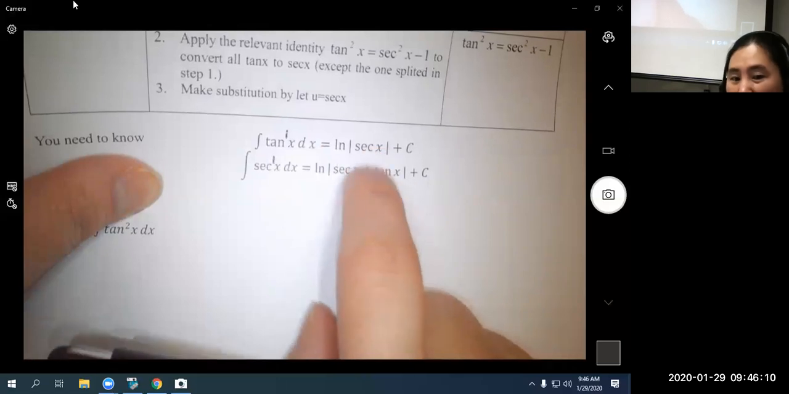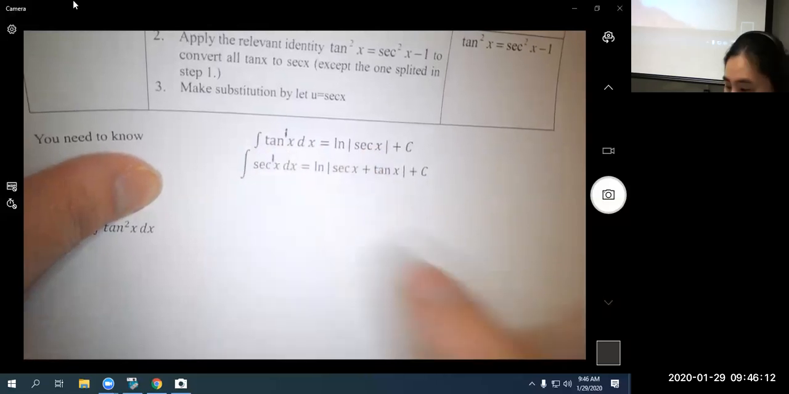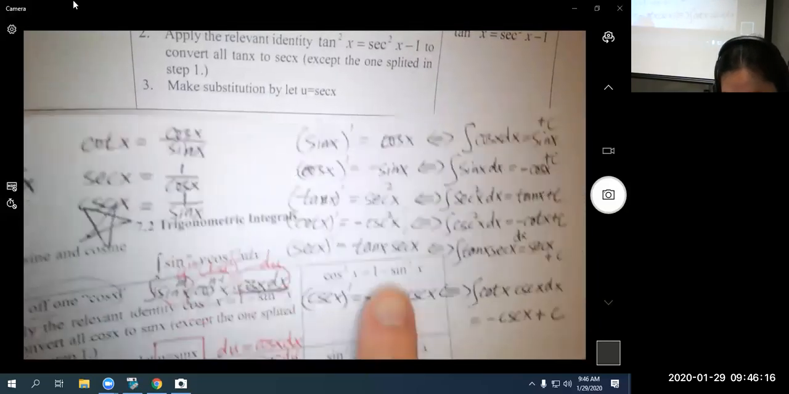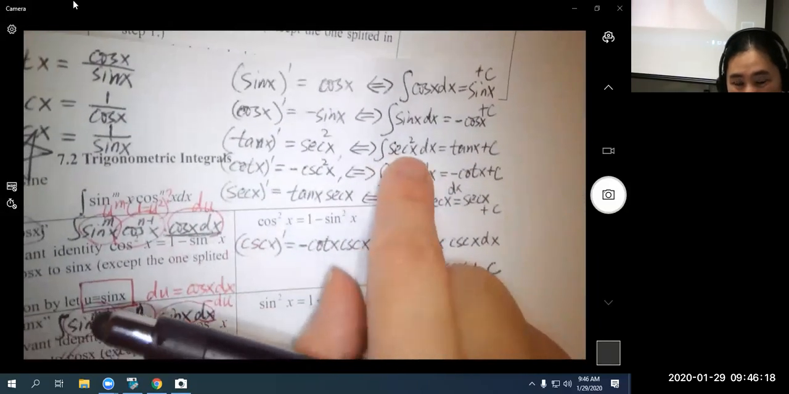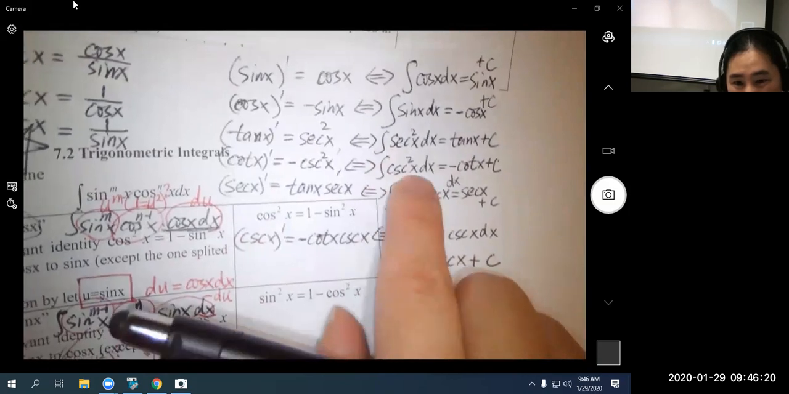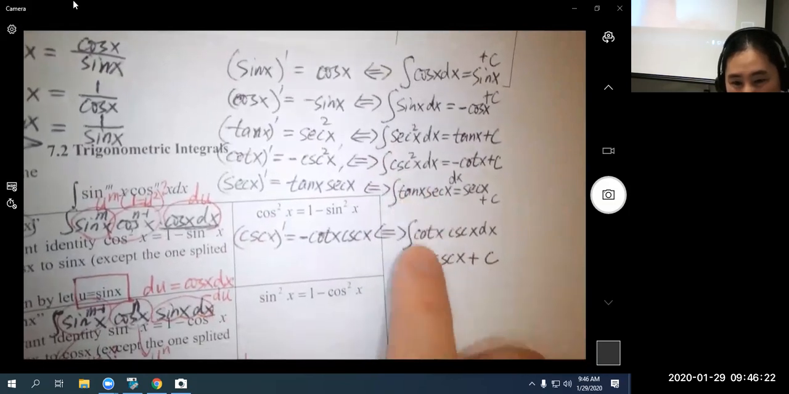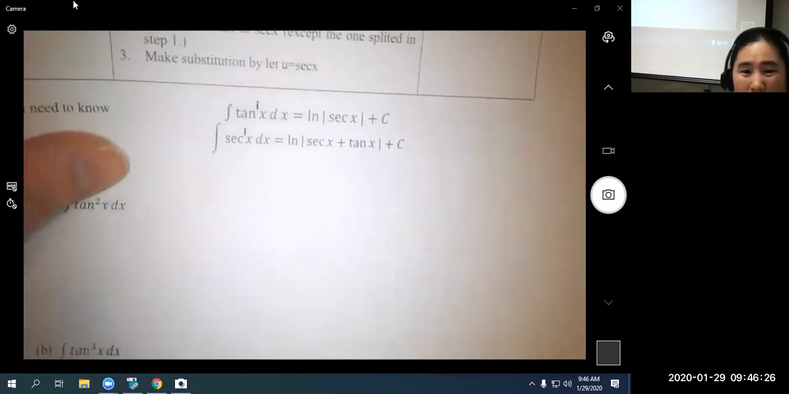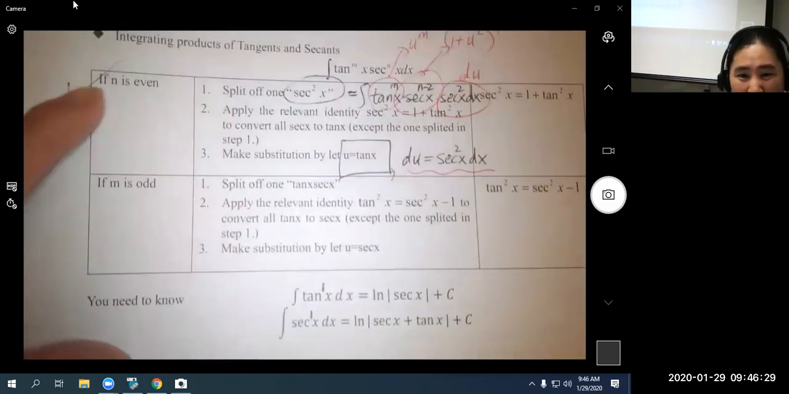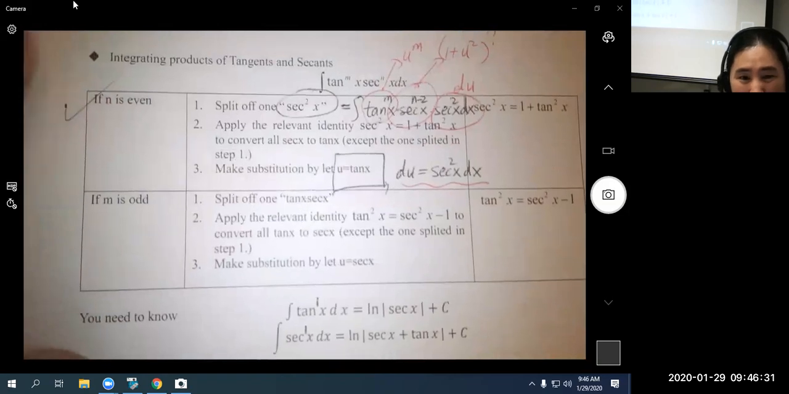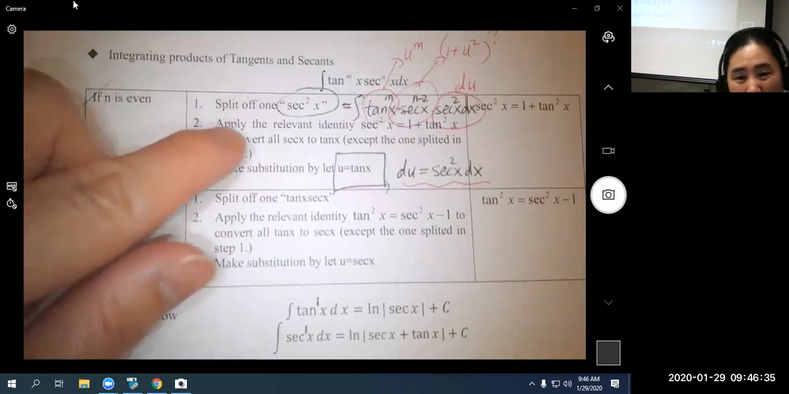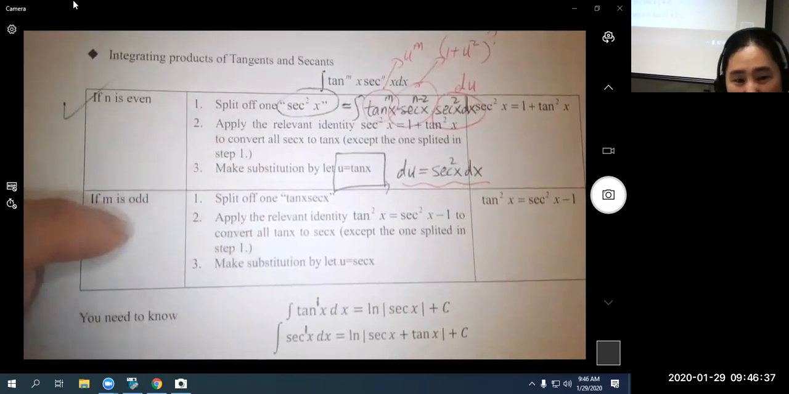So now we're ready. Combine these 2 integrals and also these 4: secant x squared, cosecant x squared, tangent times secant, cotangent times cosecant. Now we are ready to do integrals involving tangent and secant. There are 2 cases we need to know. Last time we did 1 case; today we'll finish up the other case.